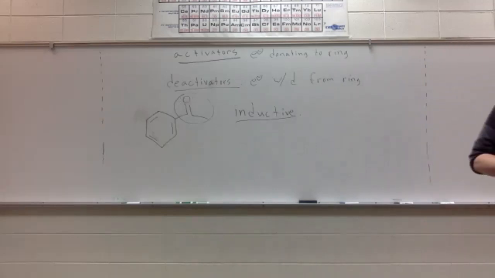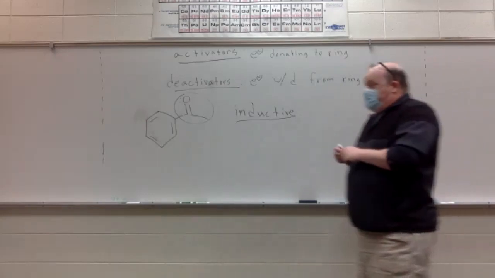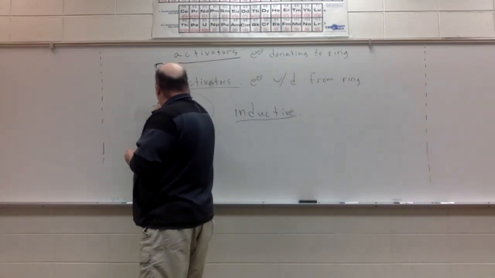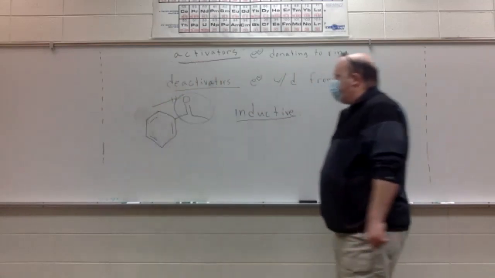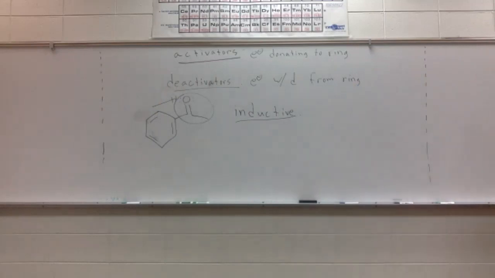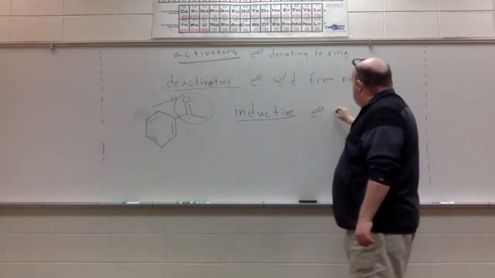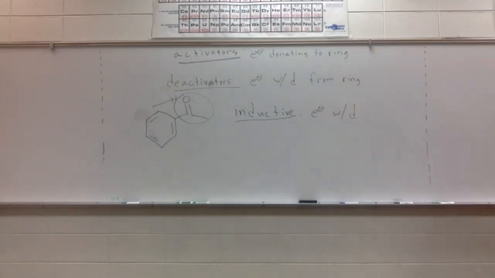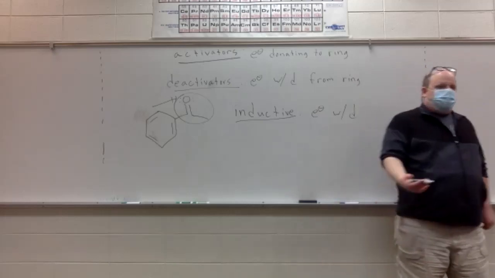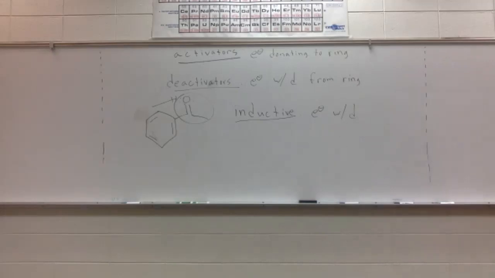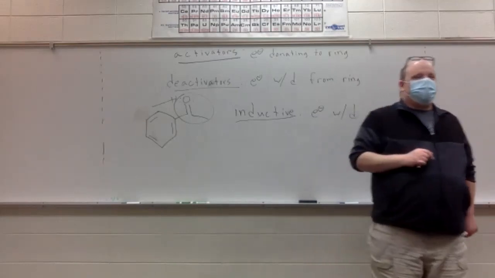See some nods? What's the electronegative atom? Oxygen, right. So inductively, this oxygen is pulling electron density towards itself. And that means away from the ring. So inductively, this is electron withdrawing. So basically, if your substituent has an oxygen or nitrogen or halogen or some sort of combination thereof, you're going to have an electron withdrawing substituent, at least inductively. Okay. Does that make sense?